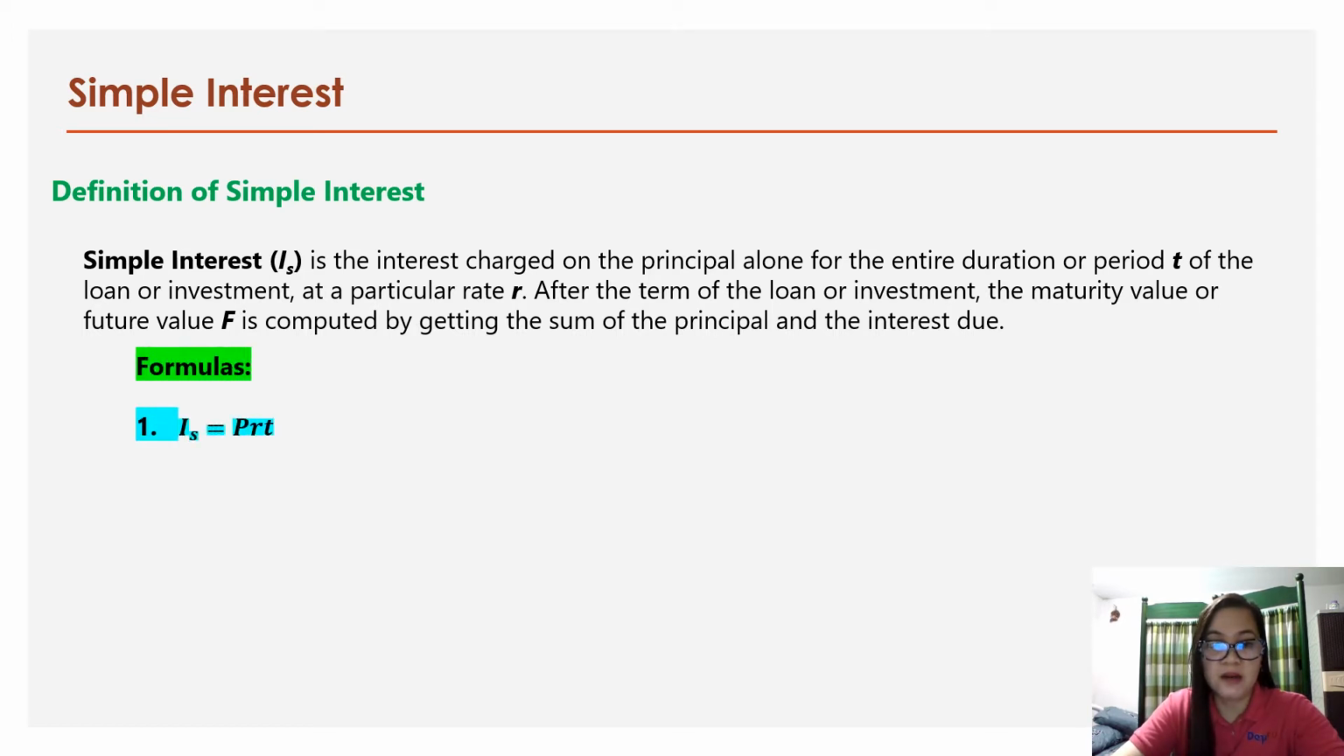So we have here the formula for I sub s, which is equal to P R T. That's the only formula in solving for I sub s. Another formula is for solving for F, which is equal to P plus I sub s. Or we could use F is equal to P plus PRT, or the other one, F is equal to P times the quantity 1 plus RT. But the simplest or easiest way to solve for F is F equal to P plus I sub s.